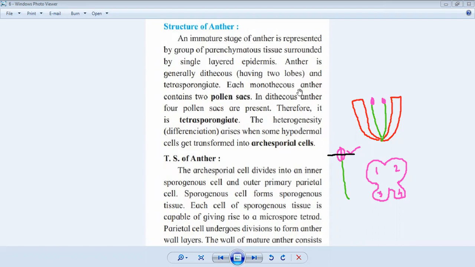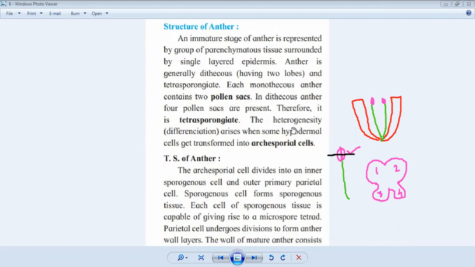Each monothecous anther contains two pollen sacs. मोनोथिकस मतलब अगर एक ही एंथर लोब रहता है यहाँ पे तो उसे मोनोथिकस कहा जाएगा, लेकिन डायथिकस जो होता है वो टेट्रालोक्यूलर होता है. In dithecous anther four pollen sacs are present. ये अभी अभी बताया मैंने आपको, four pollen sacs, 1, 2, 3 and 4. Therefore it is called tetrasporangiate.